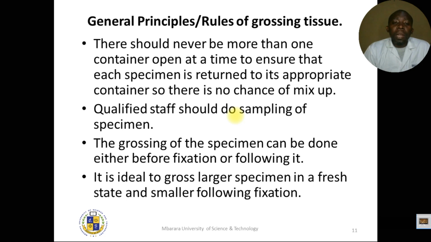So grossing of the specimen can also be done either before or after fixation. I mentioned this before that sometimes we can do grossing on tissues when they are fresh before they are fixed, or otherwise we can actually do grossing on tissues after they have been fixed. So it is also ideal to gross large specimens in a fresh state and smaller ones following fixation.